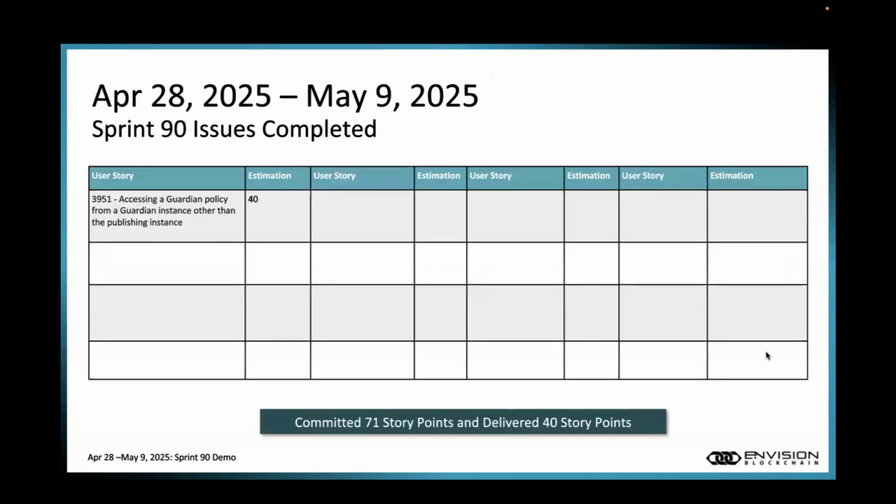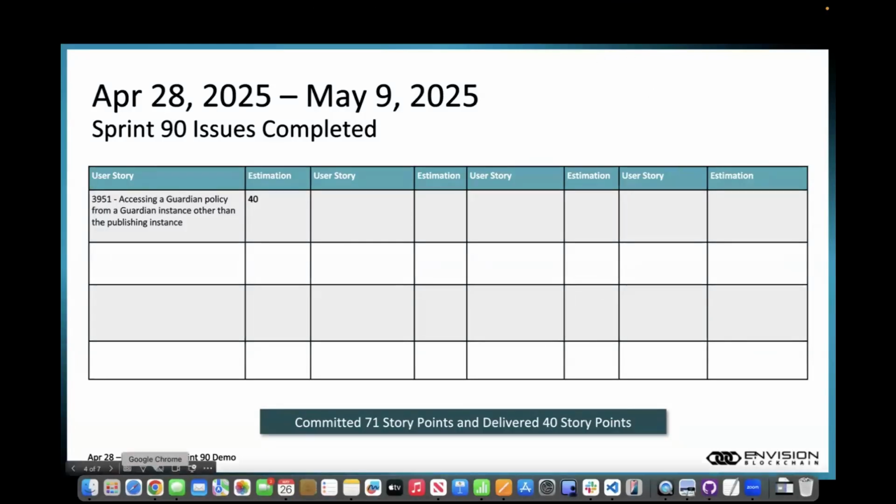Talking about Sprint 90, in Sprint 90 we committed to 71 story points and we delivered 40 story points, which includes 3951, which is accessing a Guardian policy from a Guardian instance other than the publishing instance. We will also be looking at the demo of this one before we go to Sprint 91 updates. So now let's look at the Sprint 90 demo.